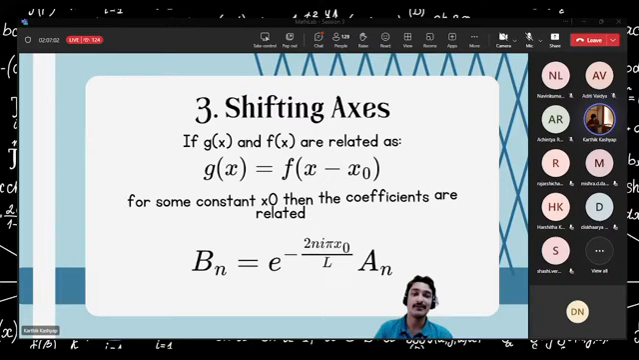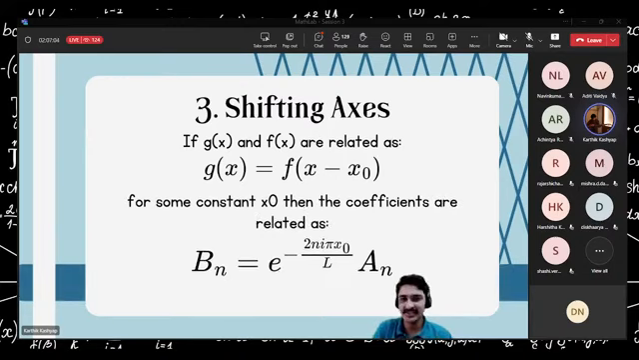Now let's say we have shifted the axis a little bit. Let's say g of x is f of x minus x naught. That is, we have shifted the function by some x naught, with which we get a constant out, that is e power minus 2n pi x naught by l. Notice this is a constant and it is not x, it is x naught. So with this, we can get bn is equal to an times e power minus 2n pi x naught by l, just multiplied by a constant.